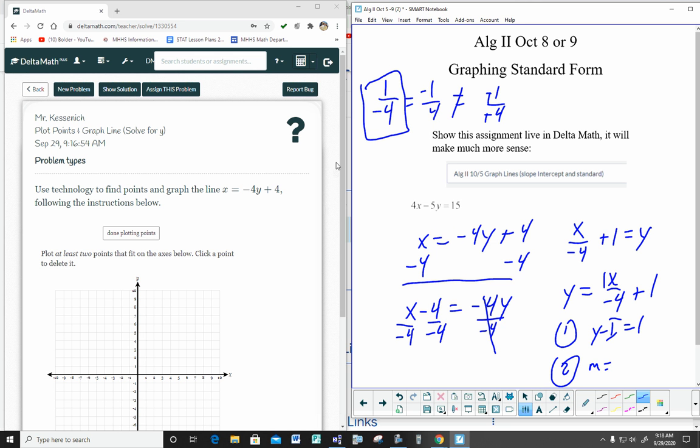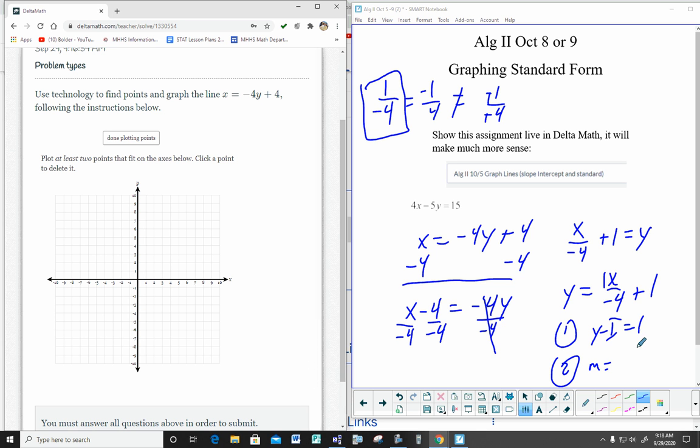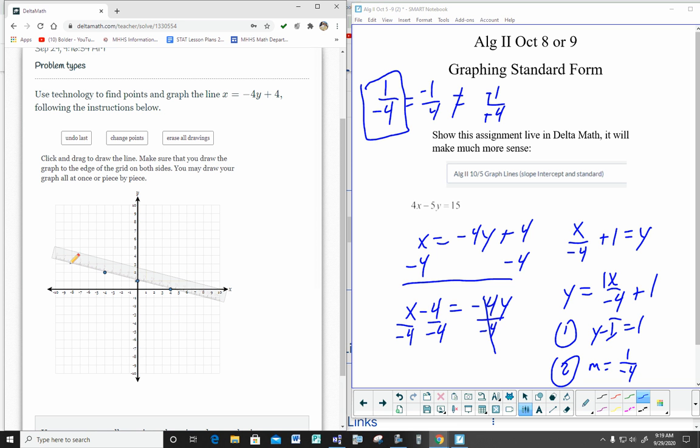Okay? So I'll come over here. The y-intercept was 1, so I'm going to put a dot at 1. And then I'm going to use literally what they gave you right here. So that would be 1 over negative 4. From there, I'm going to rise 1, but I have to go back 4. 1, 2, 3, 4. Okay? If I interpret it this way, it means go down 1, right 4. Then you click Done Plotting Points. It gives you the ruler. And then you have to draw it from edge to edge. Okay? There you go.